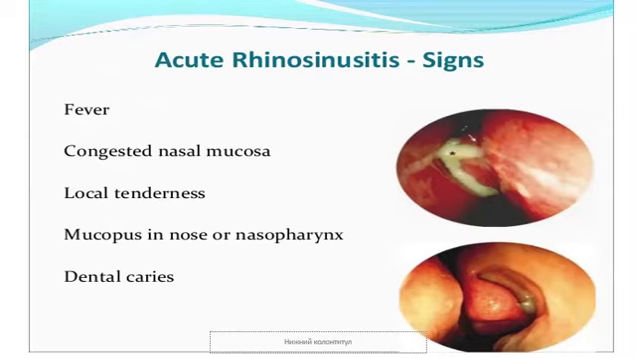This is the endoscopic view of acute rhinosinusitis, even in the osteomeatal complex. Okay, you can see the septum, and this is the middle turbinate. This area is the osteomeatal complex, and it is the key region for us in making the diagnosis. The fever, congested nasal mucosa, tenderness, and mucopus in the nose or nasopharynx are all characteristic symptoms.